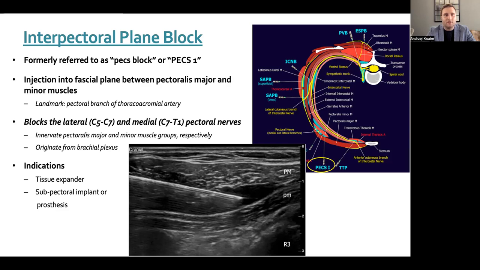Now, these nerves originate from the brachial plexus, and they innervate both the pectoralis major and minor muscles. And as I mentioned before, this block is great for patients that are getting tissue expanders or having subpectoral implants or prosthesis placed.